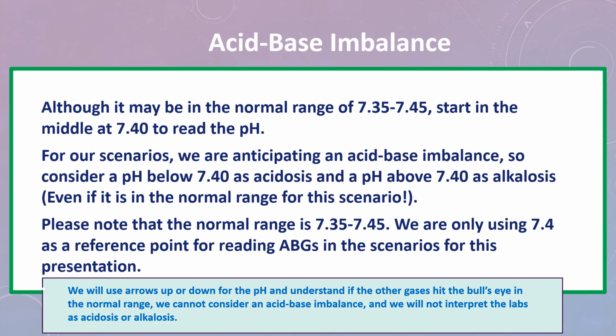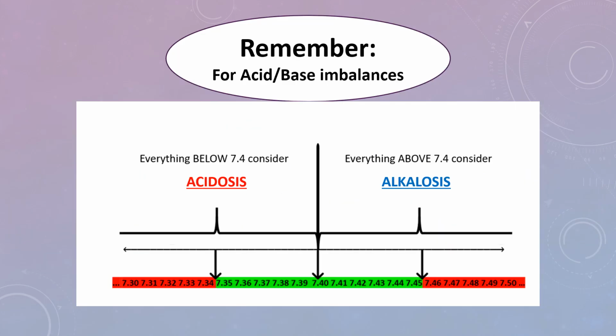Yes, even if it is in the normal range for this scenario. Please note that the normal range is 7.35 to 7.45. We are only using 7.4 as a reference point for reading ABGs in the scenarios for this presentation. You'll notice on this graph that 7.4 falls right in the middle of the normal range. But again, everything below that we're going to consider acidosis. Everything above that we'll consider alkalosis.